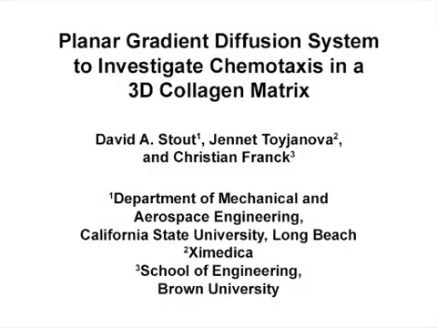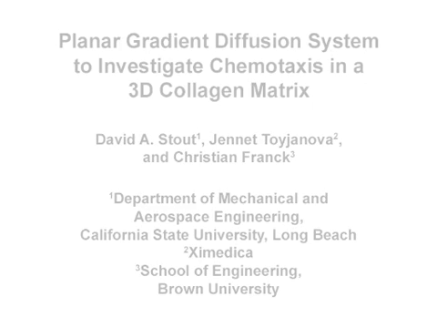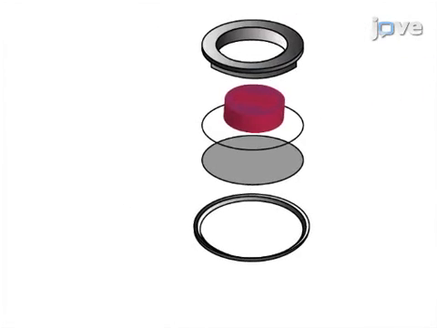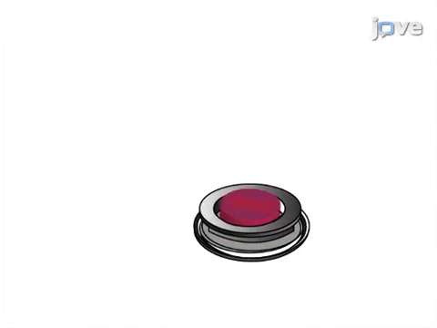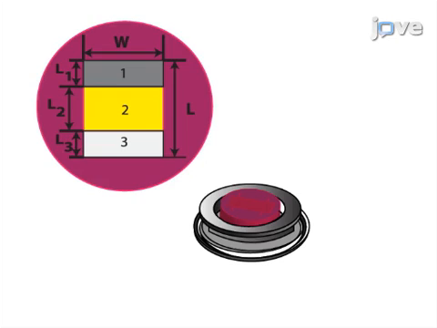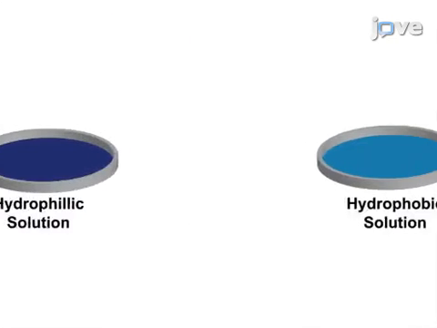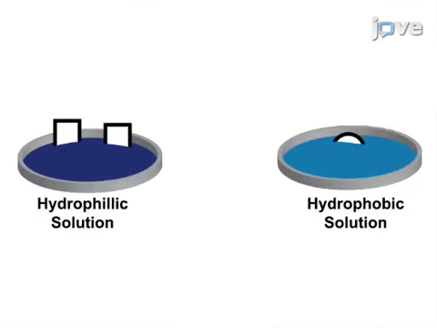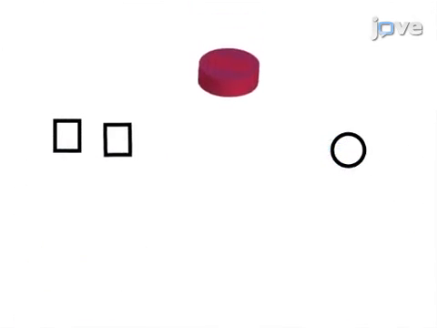The overall goal of this procedure is to create a planar gradient diffusion chamber to investigate chemotaxis in a 3D collagen matrix. This is accomplished by first fabricating a 3D silicone mold with the use of a live cell imaging chamber. The second step is to make hydrophilic and hydrophobic cover slips and to use them to assemble the 3D silicone mold.